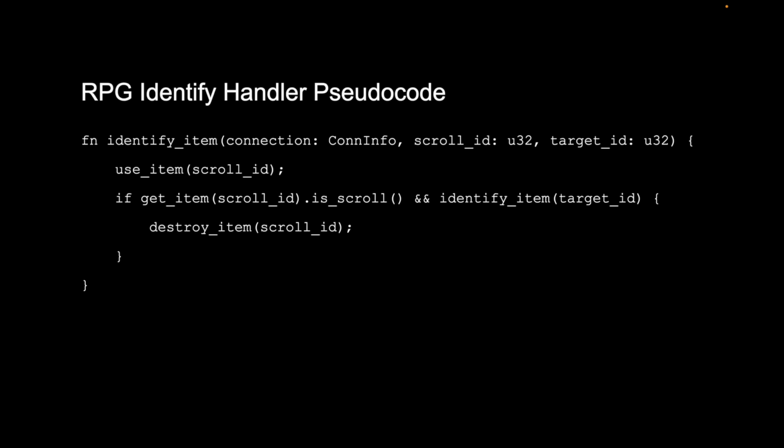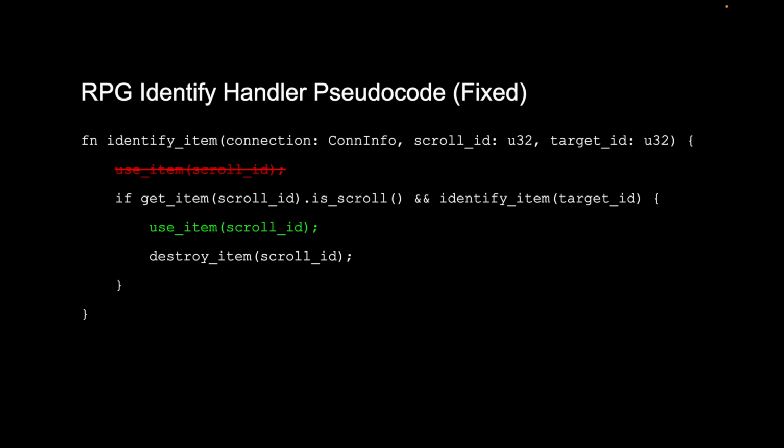And this meant that players were able to take a really powerful potion and use it over and over without it going away. So a way to fix this is to make sure that you always destroy the item if you're using it, and that means moving the use item command to be inside the check right next to destroy item.